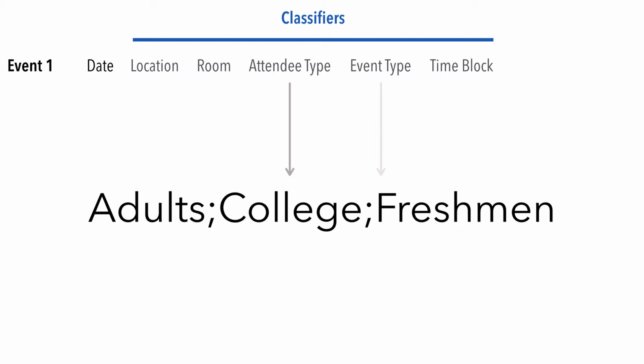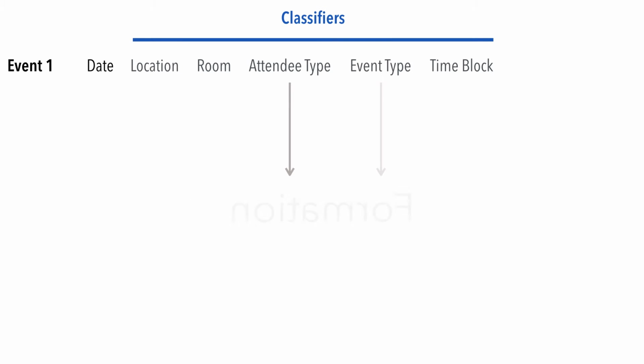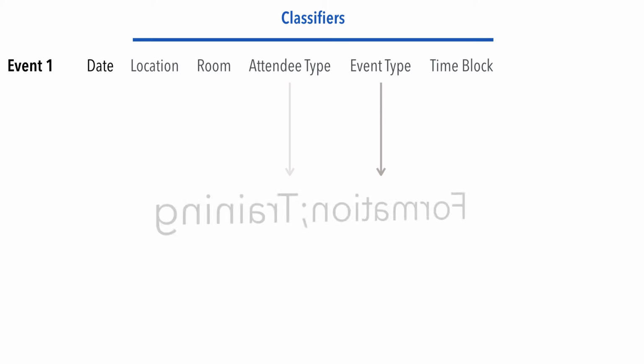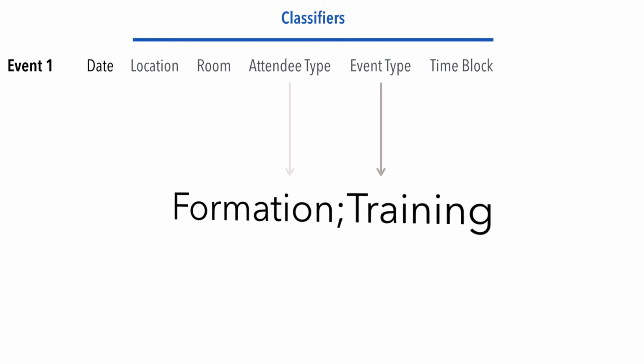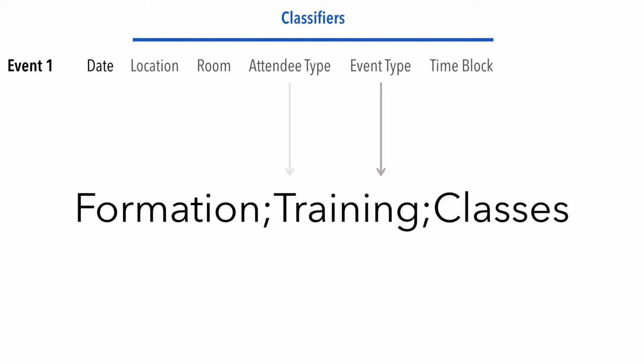You could do similar tricks with event types. Starting with an event type called formation, you could give it a child type called training, and then you could go a level deeper by creating another child type called classes. If this seems complicated, don't worry. You don't have to use these multi-level attendance and event types, but we want you to know that this capability is available, and we encourage you to experiment with it.